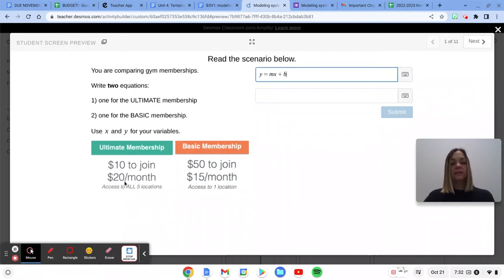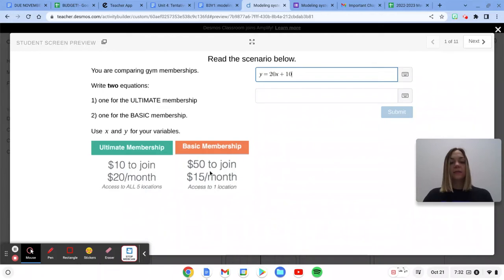Well, automatically I see this slash means per, and I see a unit of time. So that tells me it's going to be my slope. Every month that I'm there, I pay $20. And then the b value is going to be plus 10 because that's the only other number that I have, and that's the joining cost.